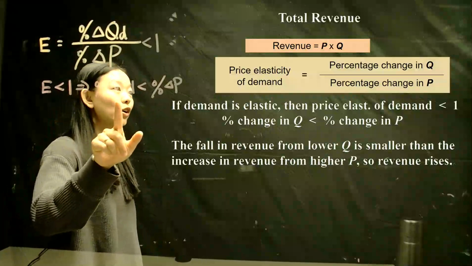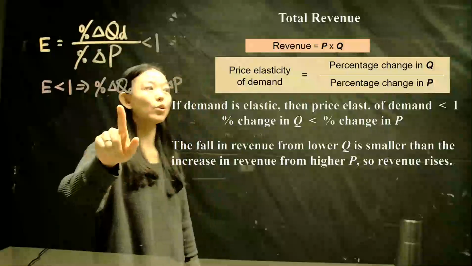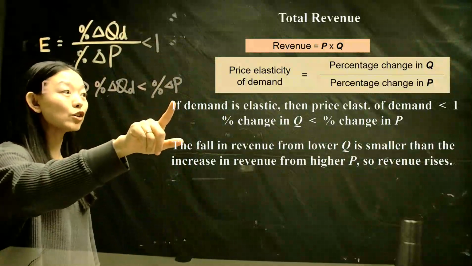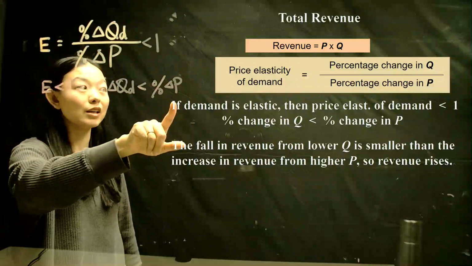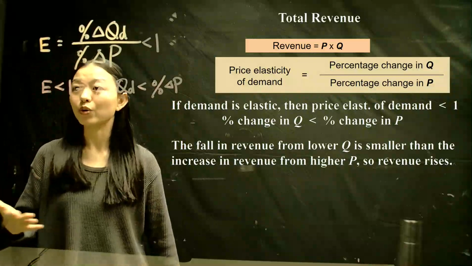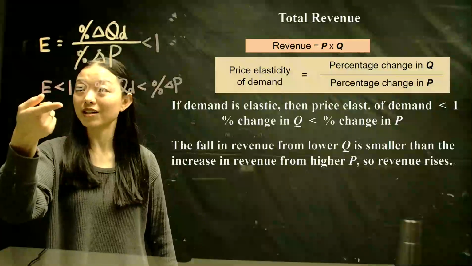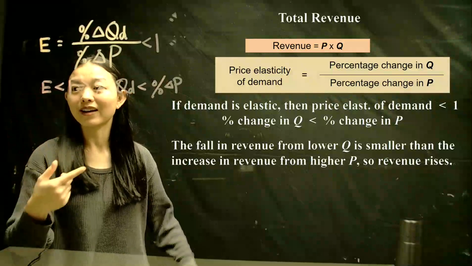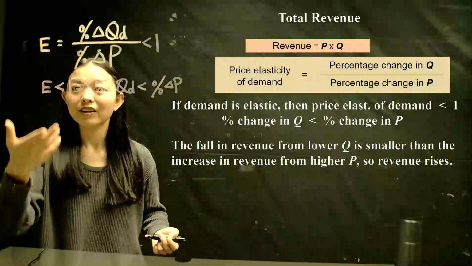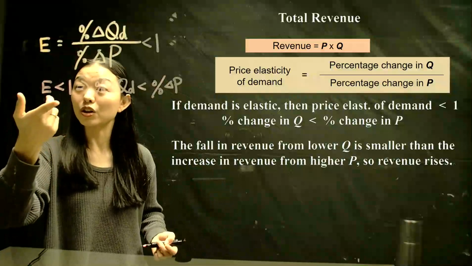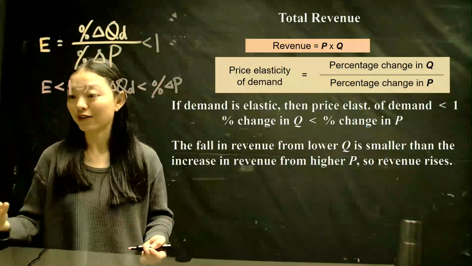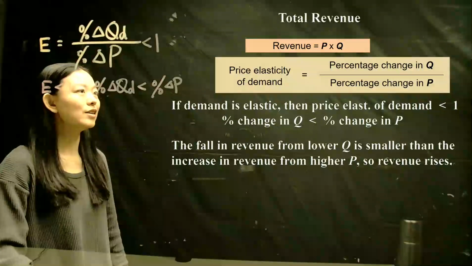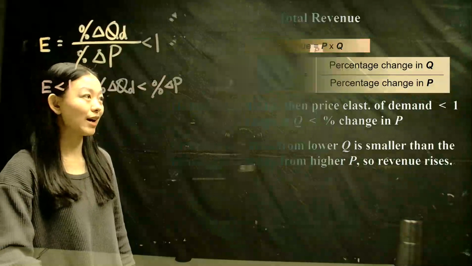If we still decide to increase the price, the decreasing revenue from lower Q is smaller than the increase in revenue from a higher P. So revenue will increase. If you have this type of product, like gas, electricity, or internet service provider, increasing the price is a good strategy for more revenue because consumers are not sensitive to price change.